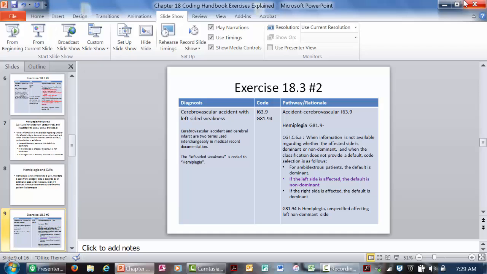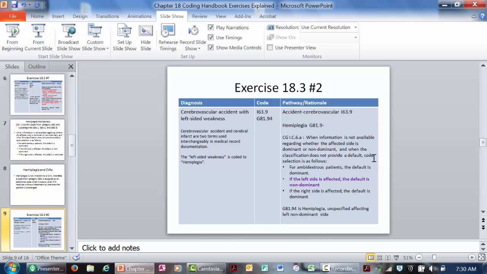A couple of things I want you to notice in this exercise. A cerebrovascular accident and a cerebral infarct and a stroke are terms that are used interchangeably in documentation, and that left-sided weakness is referring to hemiplegia. You would code the stroke as an accident, cerebrovascular, I63.9, and then your hemiplegia, G81.9 dash, that dash meaning we need additional characters. So that takes us to the same guideline that we just looked at a little bit earlier.